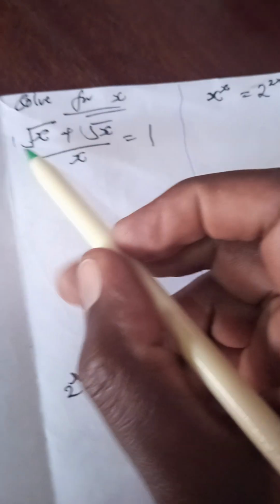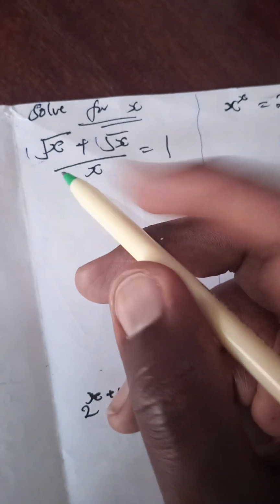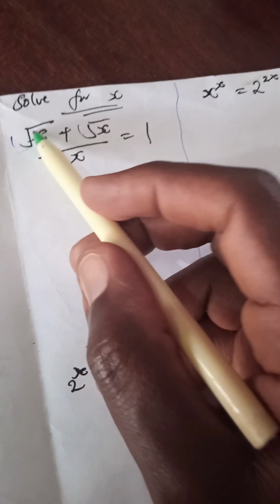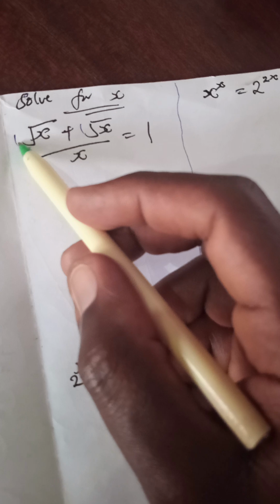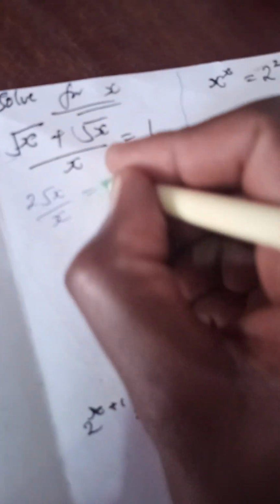So you have, this is the same as saying 1 root x, so it can be written as root x plus root x is equal to 2. So remember you have the coefficient here, which is 1 for both root x. So 1 plus 1 is 2. So 2 root x over x is equal to 1.